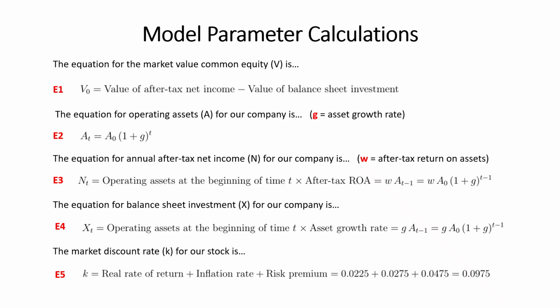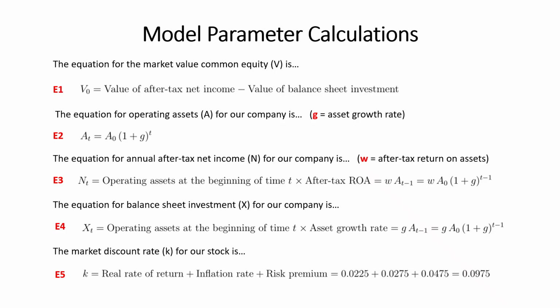Then I have to calculate E4. This is our balance sheet investment. So in other words, if our revenue is growing by 10%, then my operating assets should also be growing by 10%. Because let's look at it in the case of Costco. If I grow my revenue 10%, chances are I'm opening other stores, which means I need more buildings, more inventory, more computer systems, et cetera, et cetera.